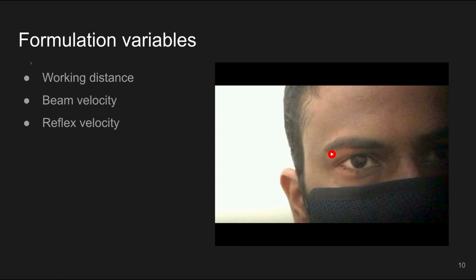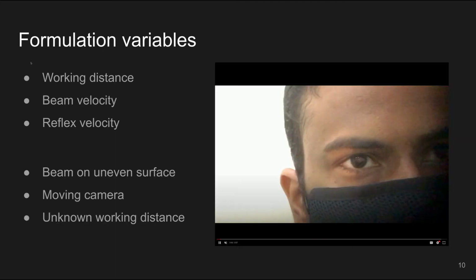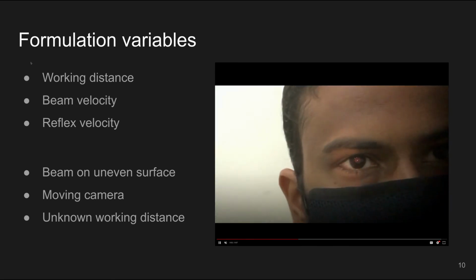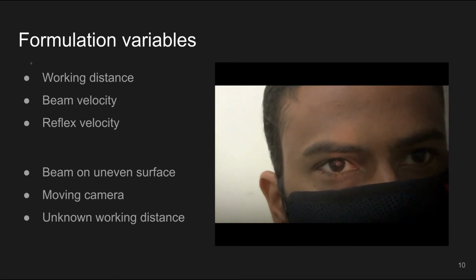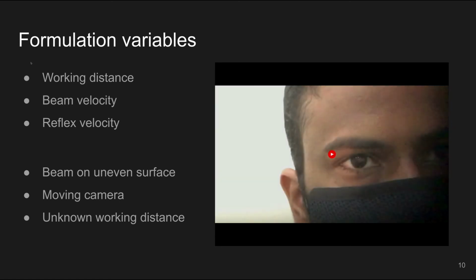Now, there are three variables which need to be computed from a retinoscopy video: the working distance, beam velocity and reflex velocity. However, there are multiple problems in this. The beam moves on an uneven surface, the eyebrows, eye socket area, etc. So it is very hard to localize the beam. The other problem is that since the camera itself is moving, it is very hard to compute the velocity of beam and reflex with respect to a fixed reference frame. Third, the working distance is also not apparent from the video either.